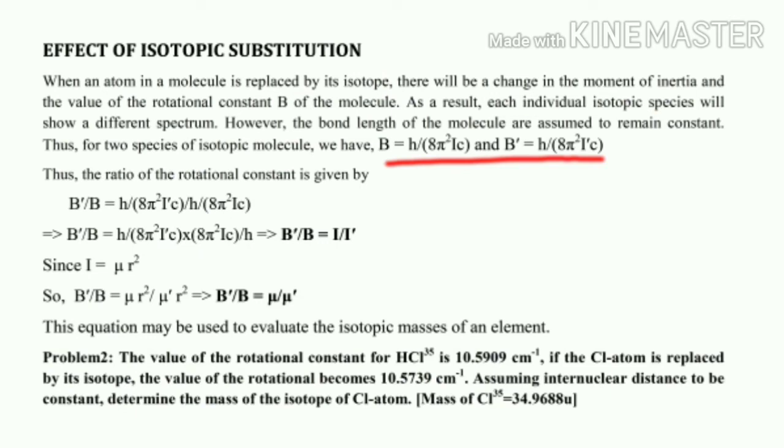Thus the ratio of the rotational constants is given by B dash by B is equal to h by 8 pi square I dash c divided by h by 8 pi square I c. So this implies B dash by B is equal to I by I dash. Now since I is equal to mu r square, B dash by B is equal to mu r square divided by mu dash r square, from which we get B dash by B is equal to mu by mu dash. So this equation may be used to calculate the isotopic masses of an element.